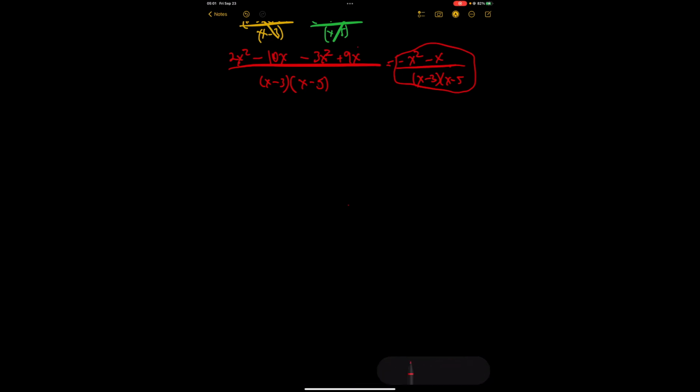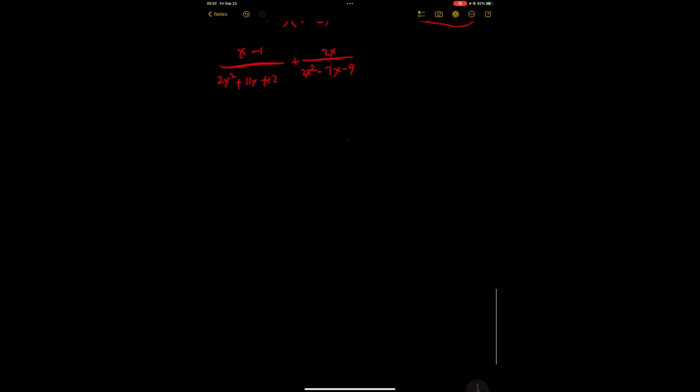Let's say we have (x minus 1) over (2x squared plus 11x plus 12) plus 2x over (2x squared minus 3x minus 9). So how are we going to do this? Well, this is going to be super long. So guys, take a deep breath. We're going to go for a ride.